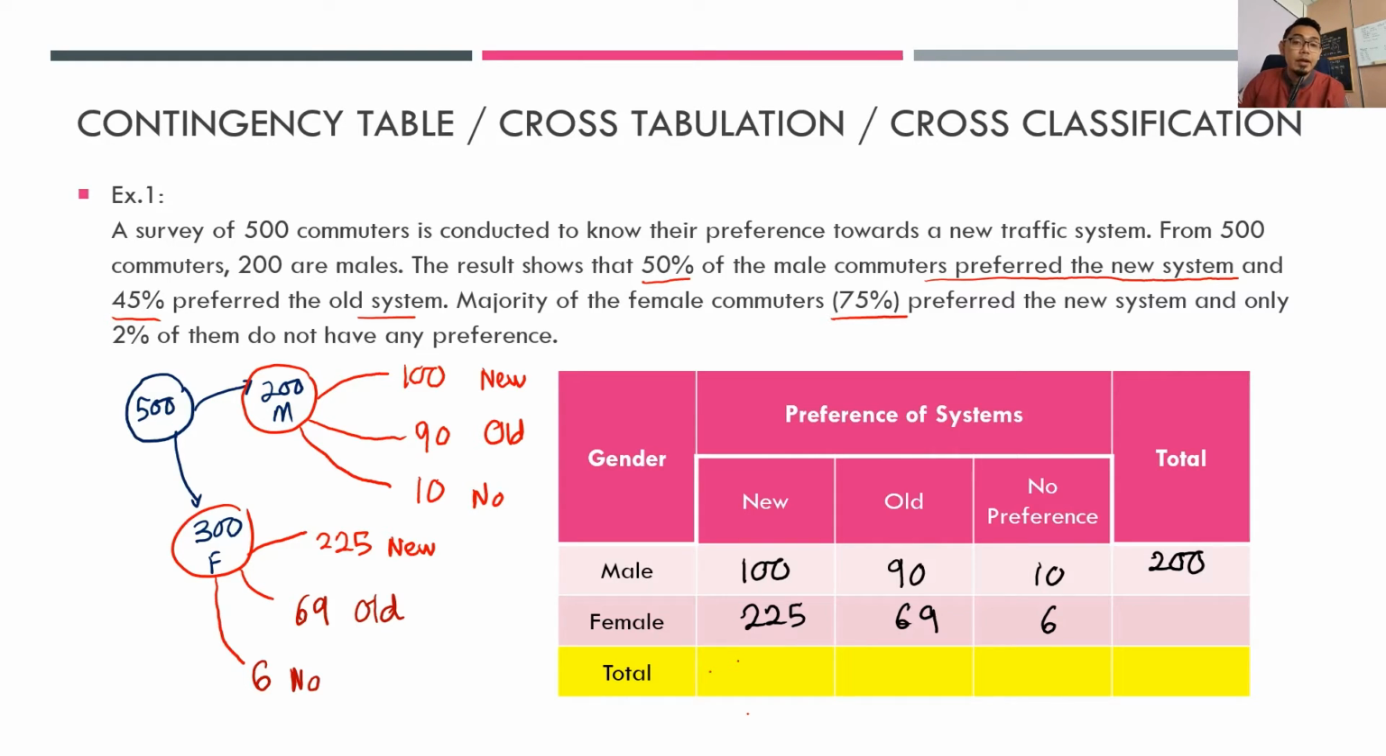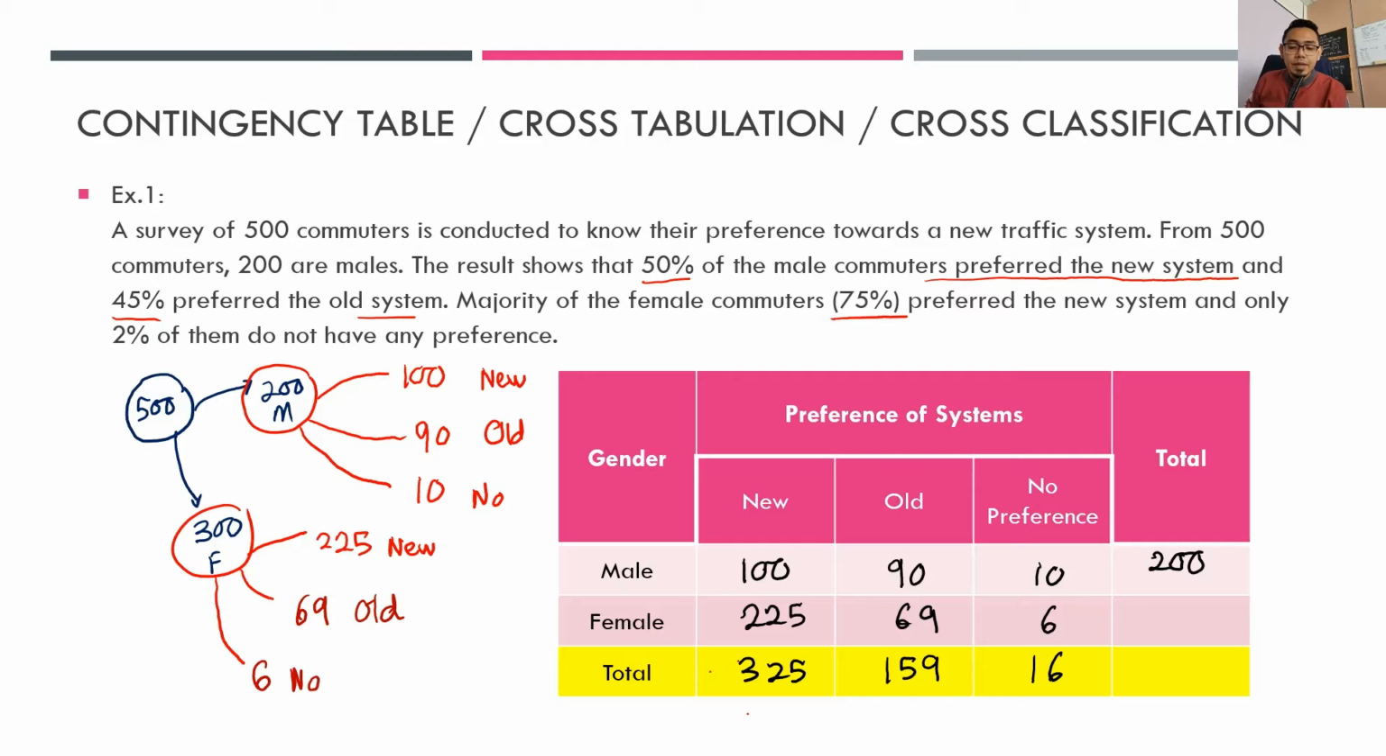When you total going down, you get 325 for new, 159 for old, and 16 for no preferences. When you total to the right, you get 500, a total of 500 commuters involved in this survey. So this is what we call the cross tabulation table, where you can see, with respect to gender, the preferences for the systems.